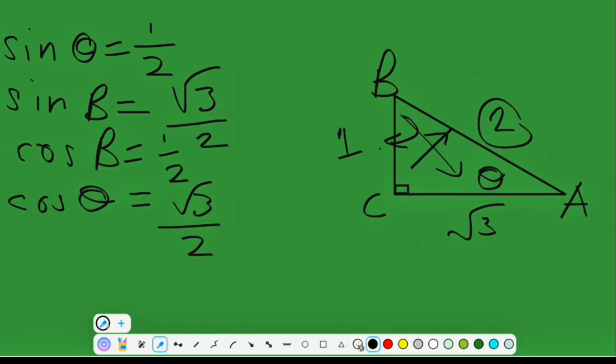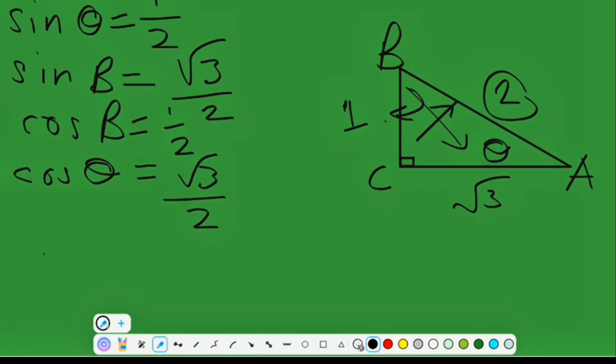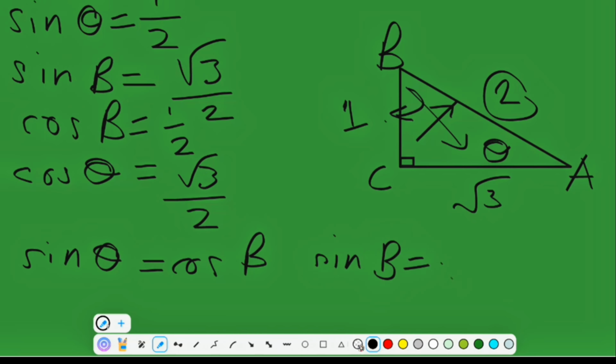Do you see something right here? We can see that sine theta is equal to cos B, and sine B is equal to cos theta. Why? When we try to find angle B, we're going to figure out that angle B is equal to 90 degrees minus theta.